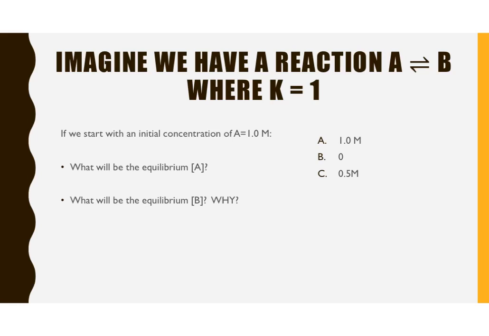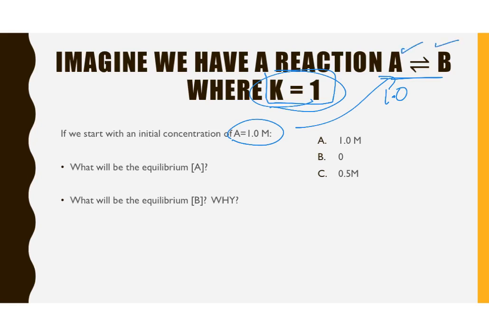All right, so here's just kind of a little brain puzzle. See if you can figure it out. If you have a simple reaction and K is 1, and you start with an initial concentration of A, that's the reactant, at 1 molar, what are going to be the concentrations of A and B at equilibrium?